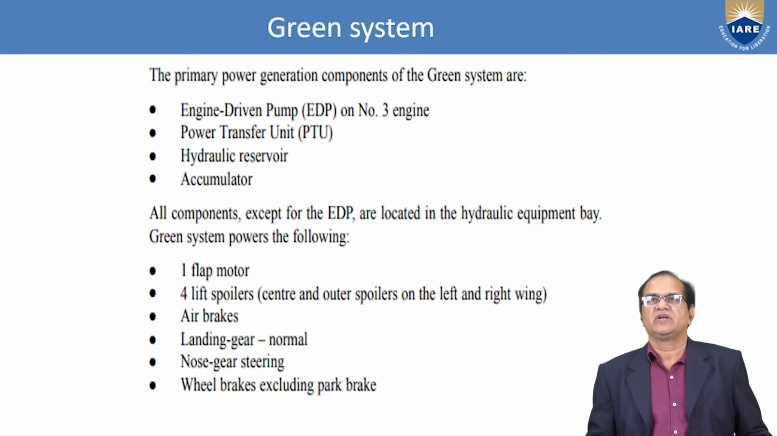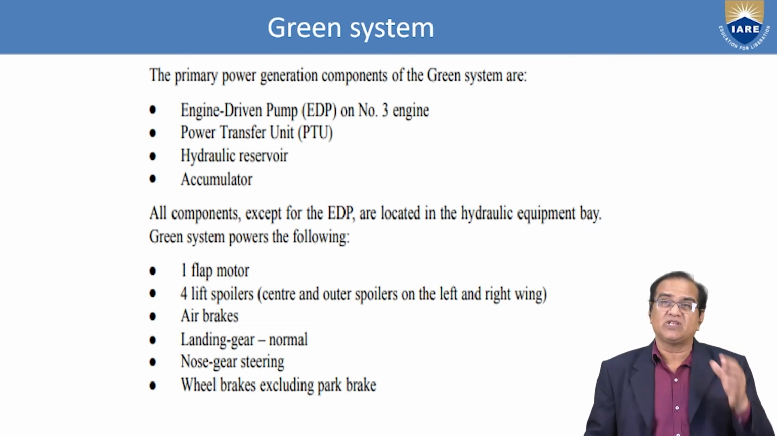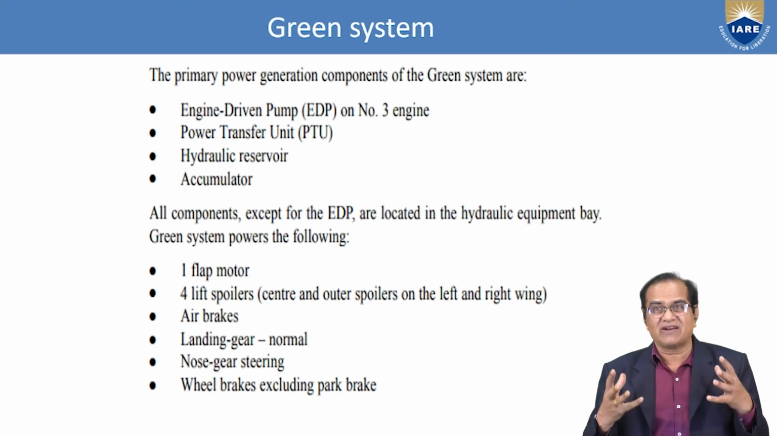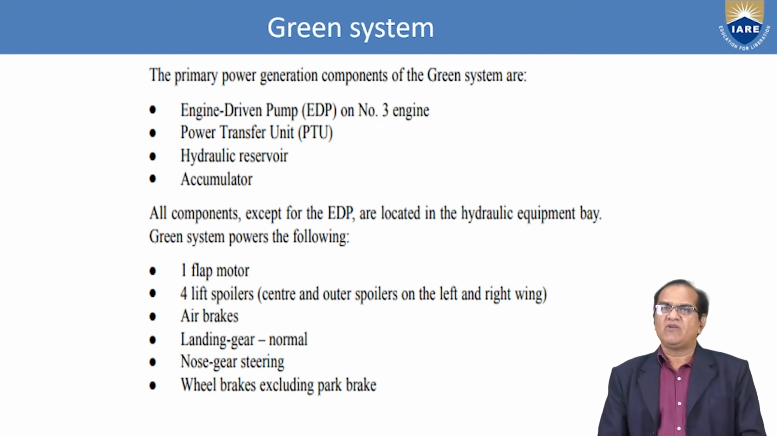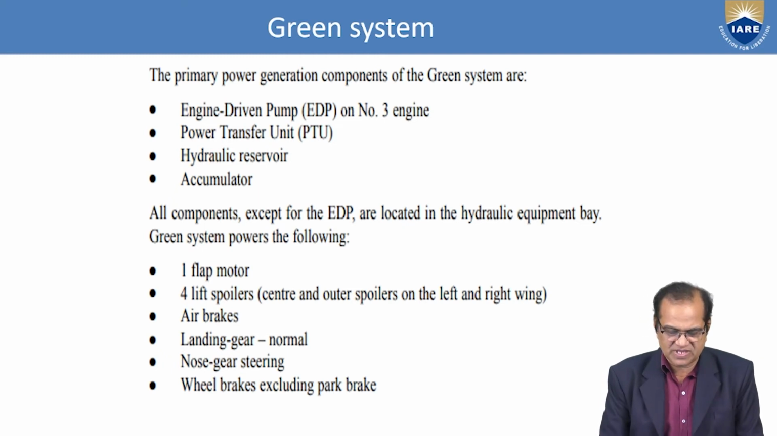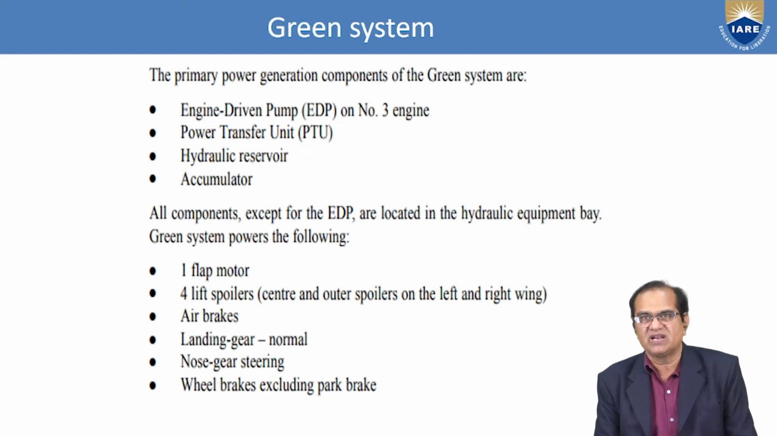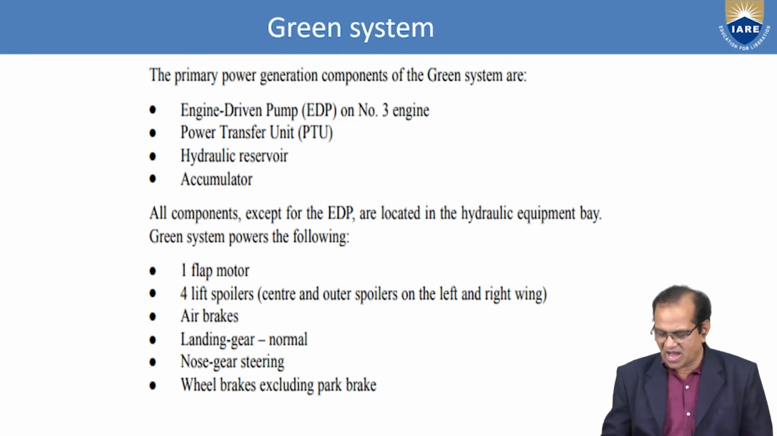So the green system powers the following: one flap motor. What are the aircraft components which are operated by the green system? In the one flap motor, 4 lift spoilers, center and outer spoilers on the left and the right, air brakes, landing gears normal, nose gear steering, and wheel brakes excluding park brake.